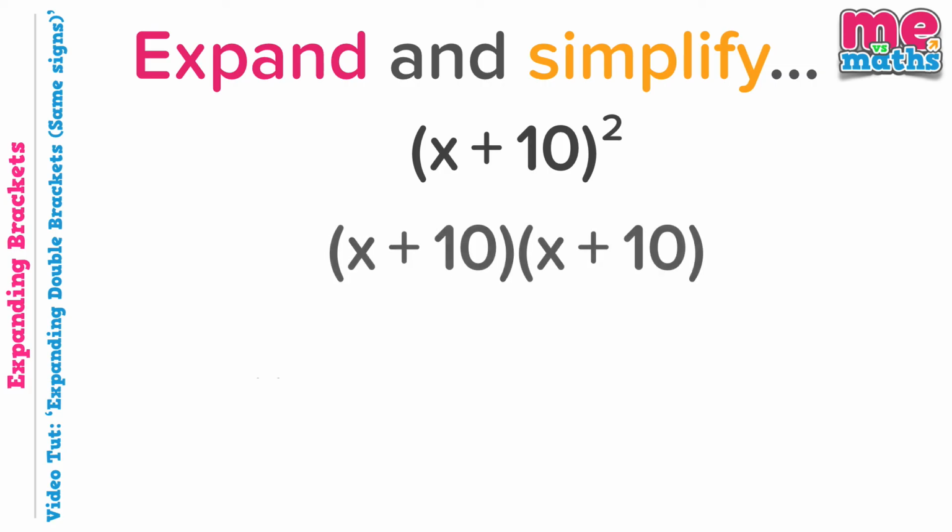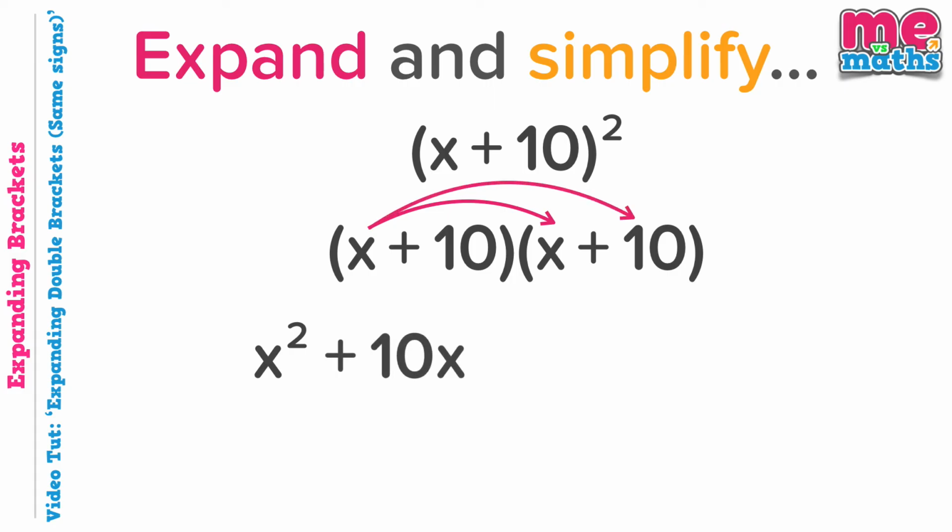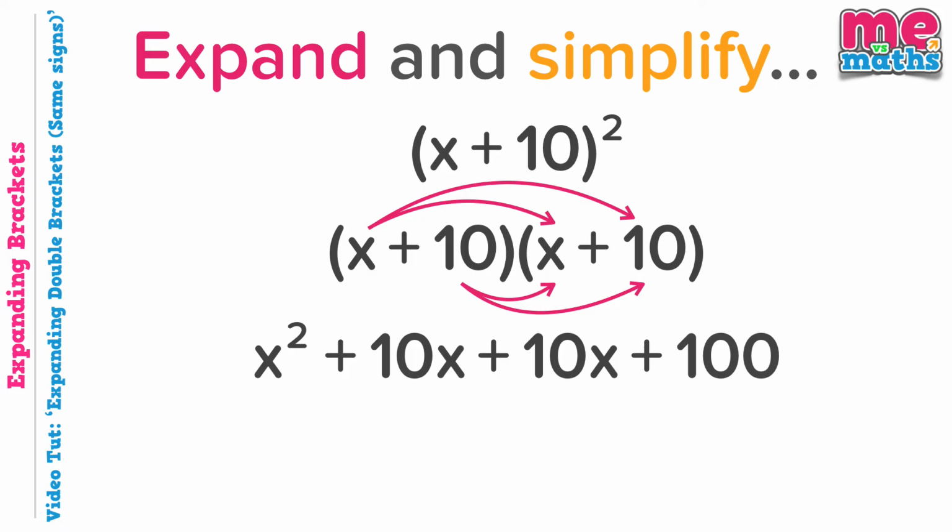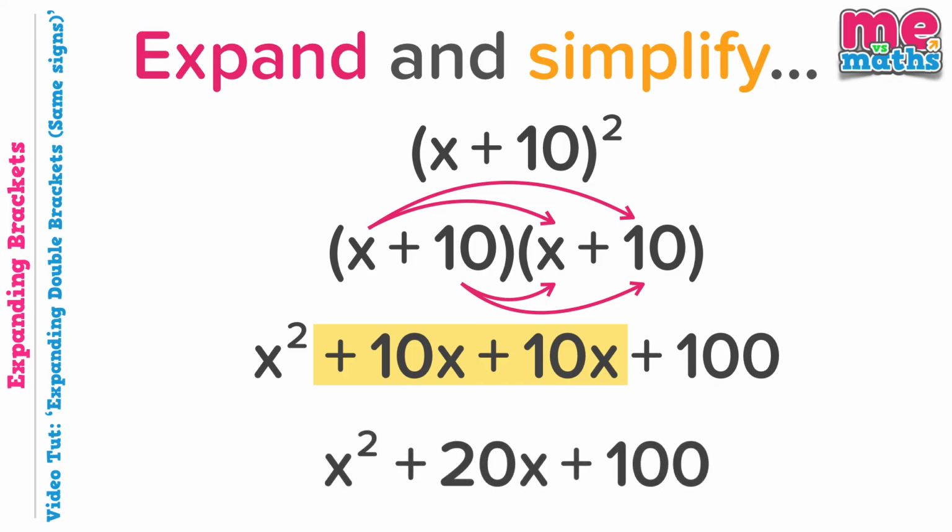So let's write it out twice, like all the questions we've just been doing. Now let's expand. X times x is x squared. 10 times x, or x times 10, is 10x. X times 10 again, another 10x. And finally, 10 times 10 is 100. Let's tidy those two 10x's up. 10x plus 10x makes 20x. So our final answer will be x squared plus 20x plus 100. So the key to a question like this is to make sure you write it out in full as two brackets and then expand it as normal from there.